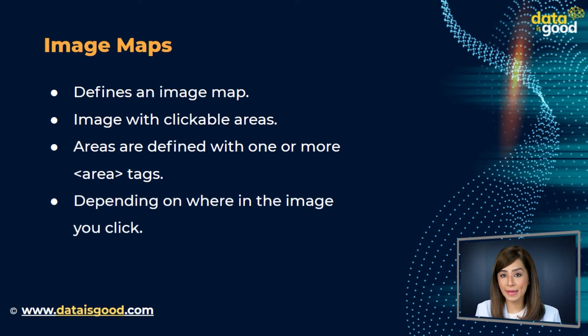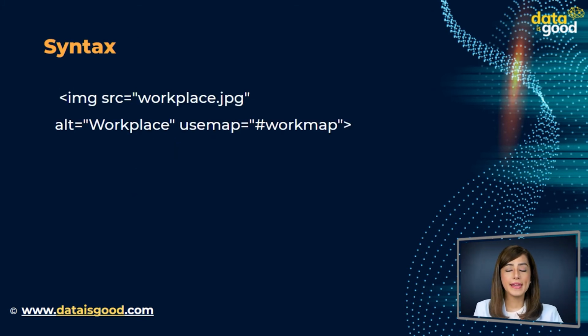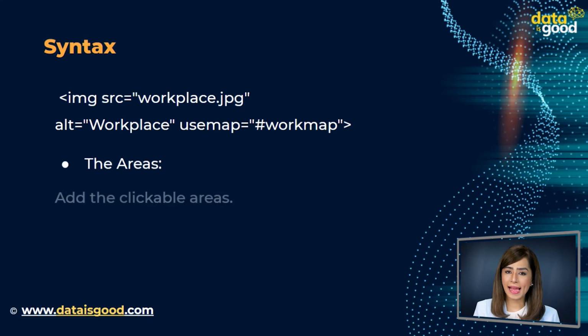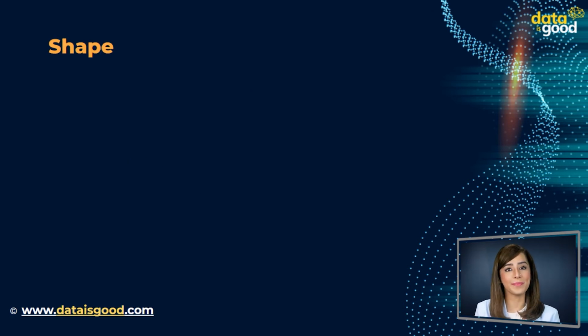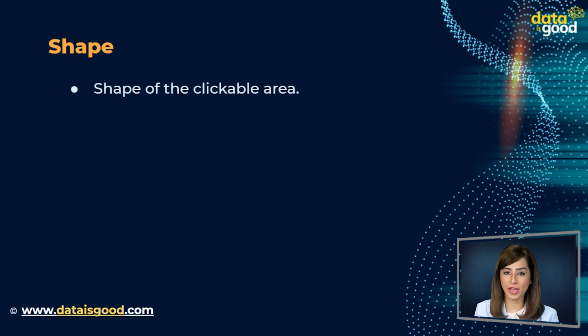To create an image map, you need an image and some HTML code that describes the clickable areas. Syntax. Now, the areas. A clickable area is defined using an area element. Shape. You must define the shape for the clickable area, and you can choose one of these values.